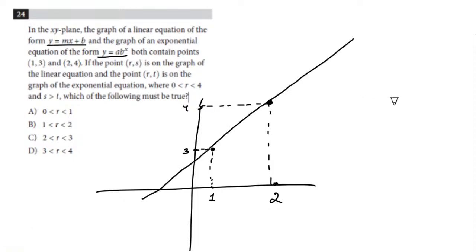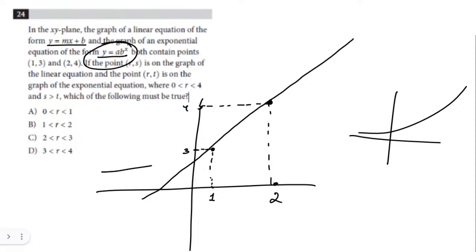Okay, now what we need to know is how the graph of an exponential function looks. So it looks like this. We draw something like that that crosses that point. Okay, so we drew it. It's very important that we know this is the exponential function and this is the line. There are just some inaccuracies, but it's okay.